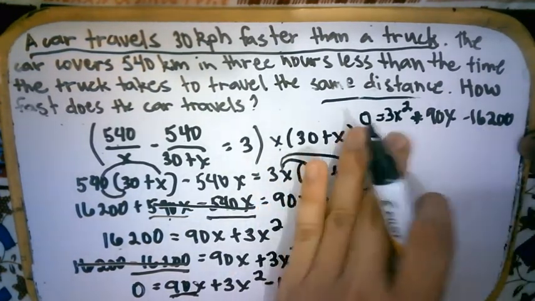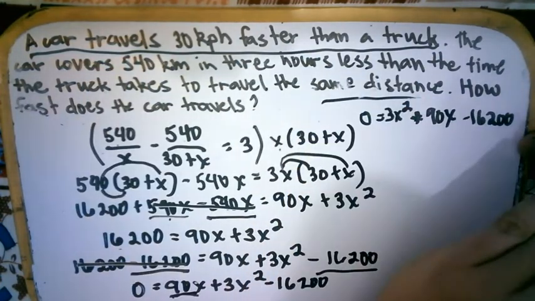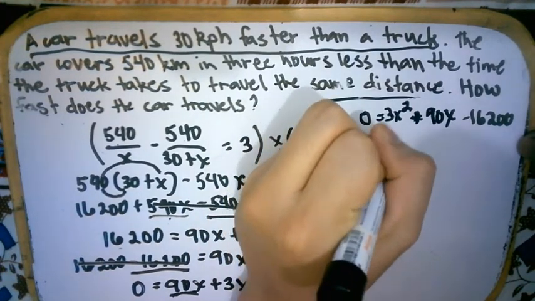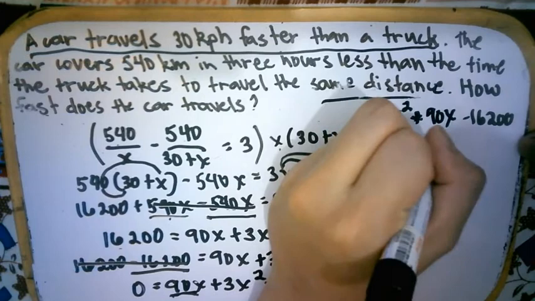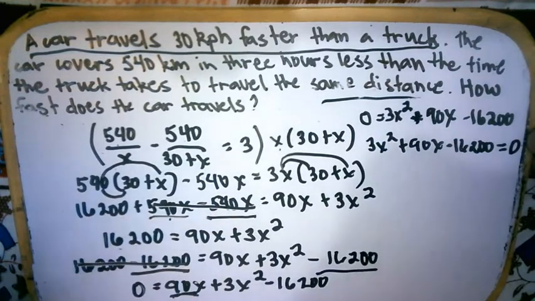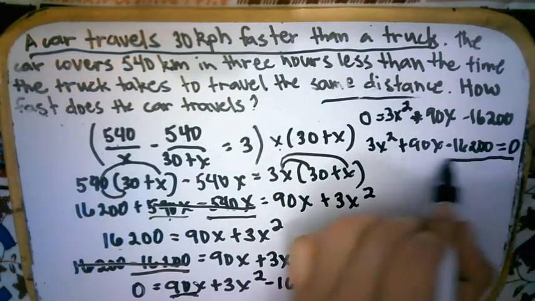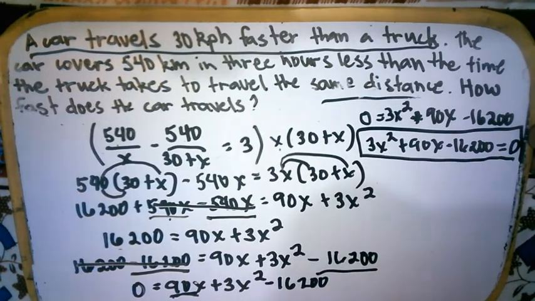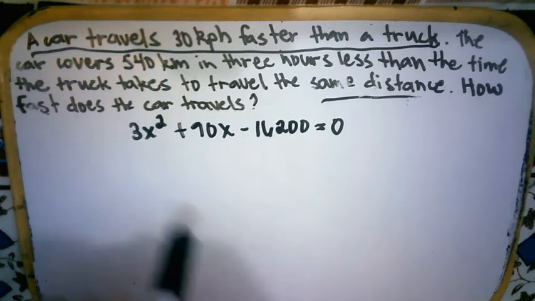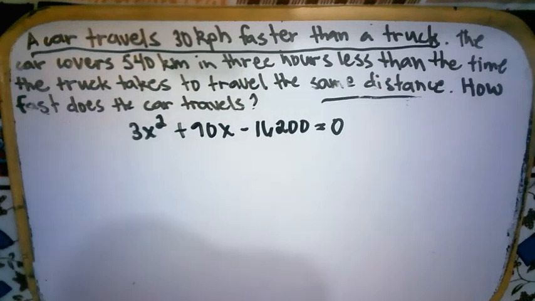So itong right side ilipat lang natin sa left, and then yung 0 ilipat natin sa right, para standard form na talaga siya. So it will become 3x squared plus 90x minus 16,200 equal to 0. So this will be our quadratic equation. And from here, we are going to solve the value of x. Ito yung equation na nabuo natin from our problem. We have 3x squared plus 90x minus 16,200 equal to 0.